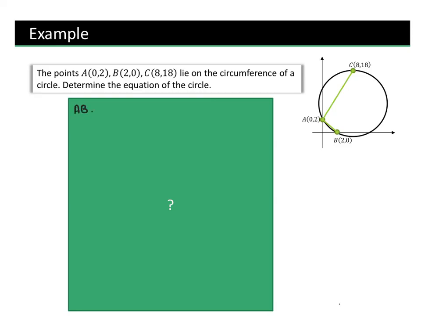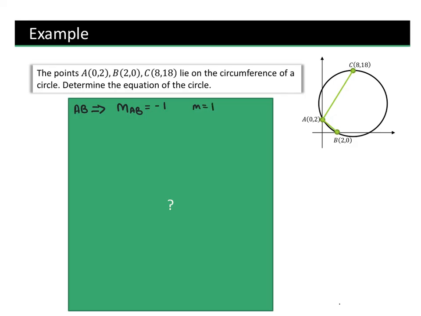So AB, step 1, find the gradient of the line AB. So, I'm just going to find the perpendicular bisector of the line AB. So the gradient of the line AB equals 2 minus 0 over 0 minus 2, which is going to give me -1. Okay, so if this is the line AB, the perpendicular is going to be +1. So that's what we want. So the gradient equals 1.